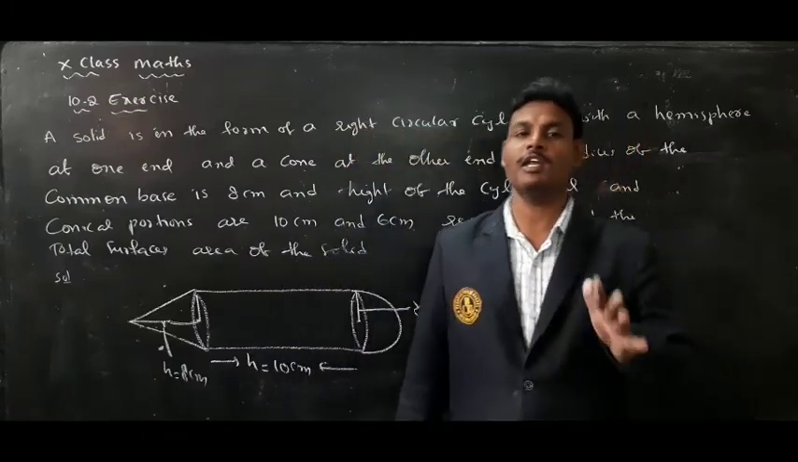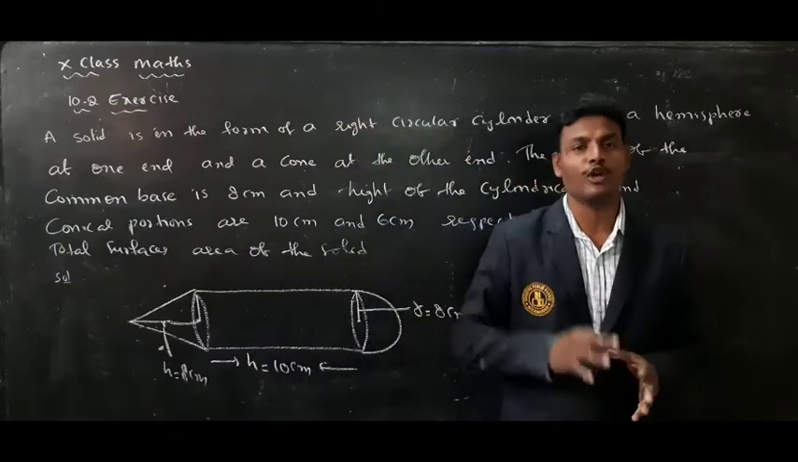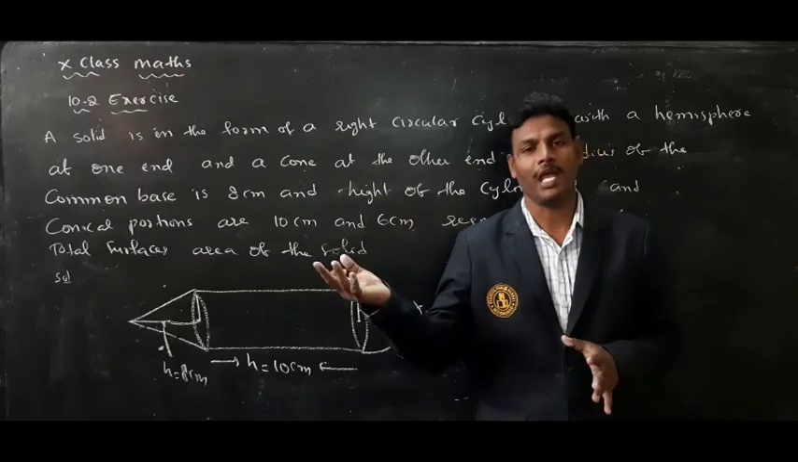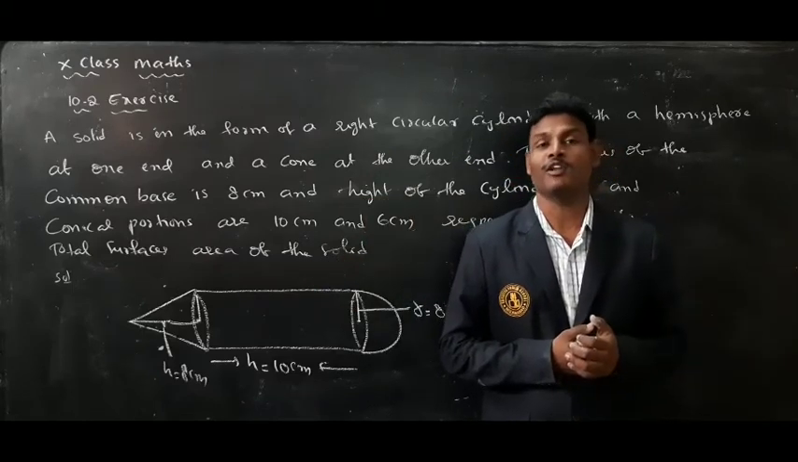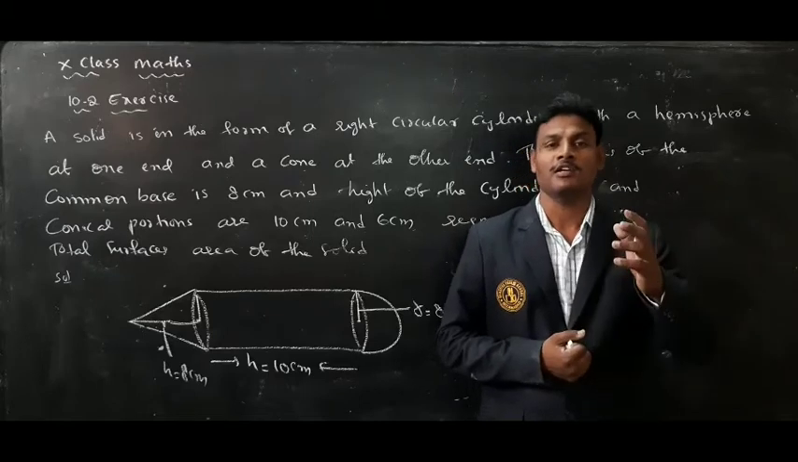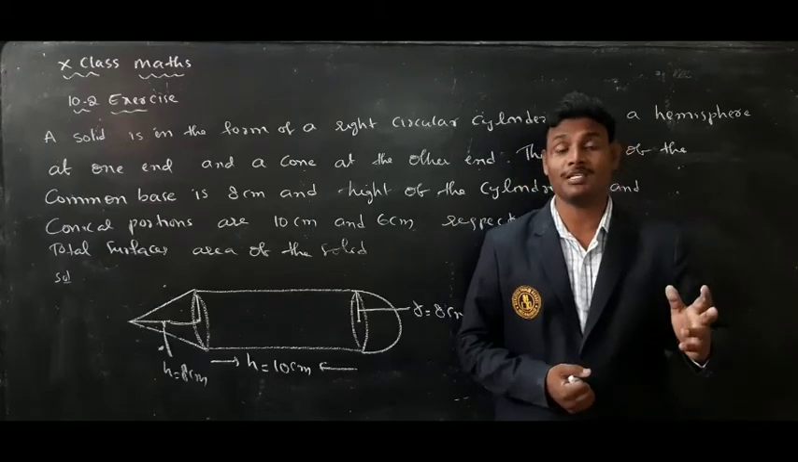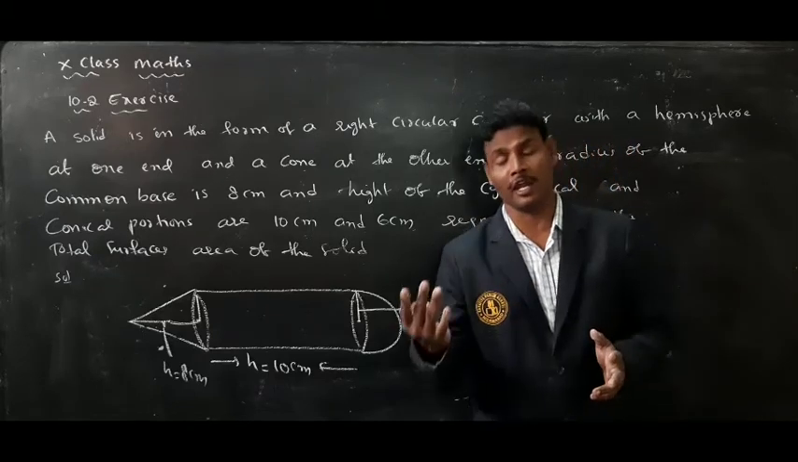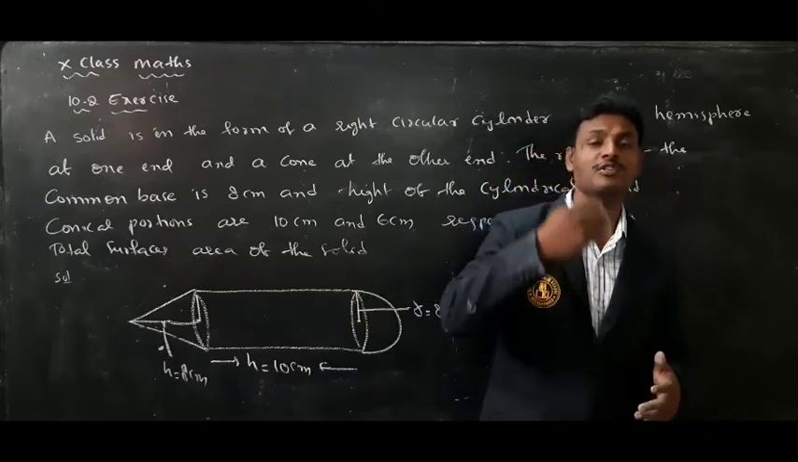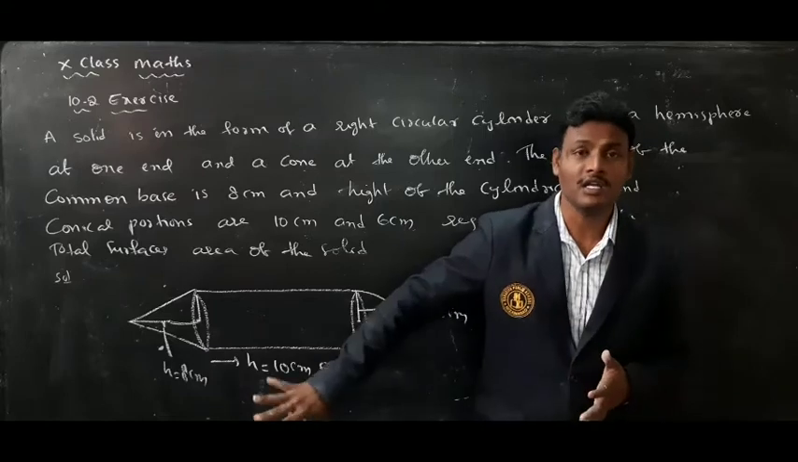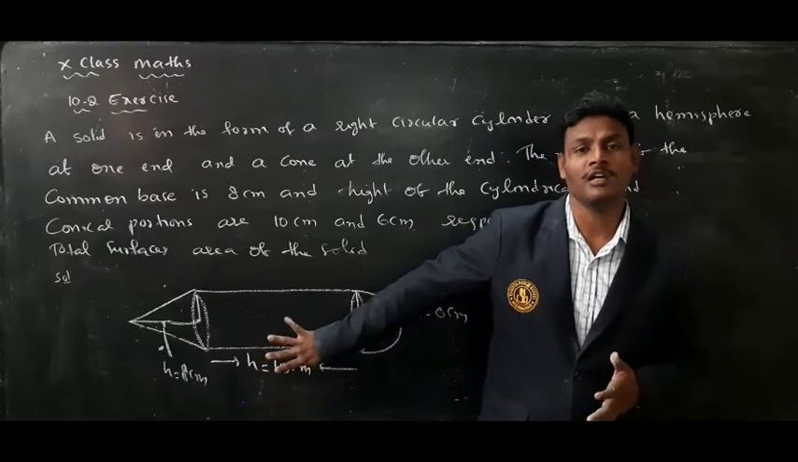Here one solid is in the shape of a cylinder. To one end a hemisphere is attached, and to the other end a cone. What is the common base radius? 8 centimeters. The common base radius is the radius of the cone, the radius of the hemisphere, and the radius of the cylinder. Now you have to find the surface area of this solid.